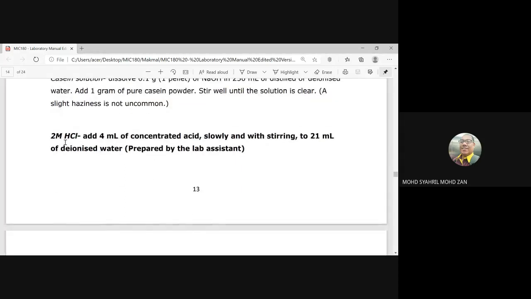So you need 2 molar HCl, hydrochloric acid. Add 4 ml of concentrated acid slowly and with stirring to 21 ml of deionized water. Okay, so for 2 molar hydrochloric acid, put 4 ml of it in and stir, into 21 ml of deionized water. Okay, so this one is prepared by the lab assistants.